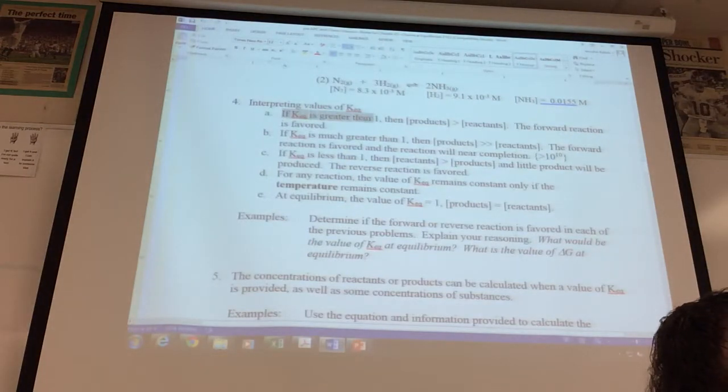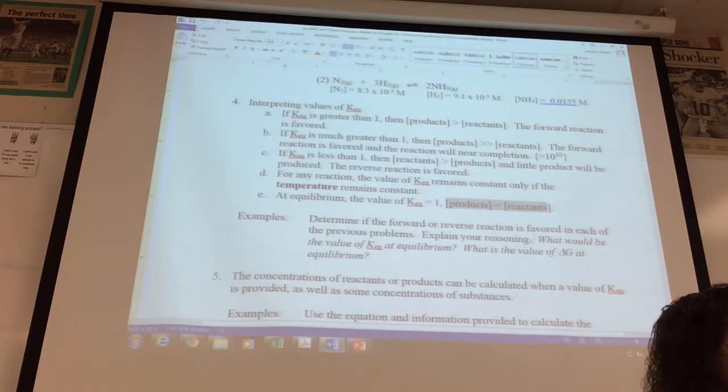All right, so this, as I said, is all in your notes. I just like to look at it mathematically. If KEQ is greater than 1, we establish product concentration is greater than reactant concentration. The forward reaction is favored. If KEQ is huge, much greater than 1, typically greater than 10 to the 10th power, your reaction's not reversible anymore. It just goes in the forward direction. If KEQ is less than 1, reactant concentration is greater than product concentration, so you're not making much, that means that the reverse reaction is favored. As we mentioned before, KEQ only remains constant with constant temperature. We'll come back to that later on. And if you have KEQ equal to 1, you're at a state of equilibrium because the concentrations of reactants and products are equal.